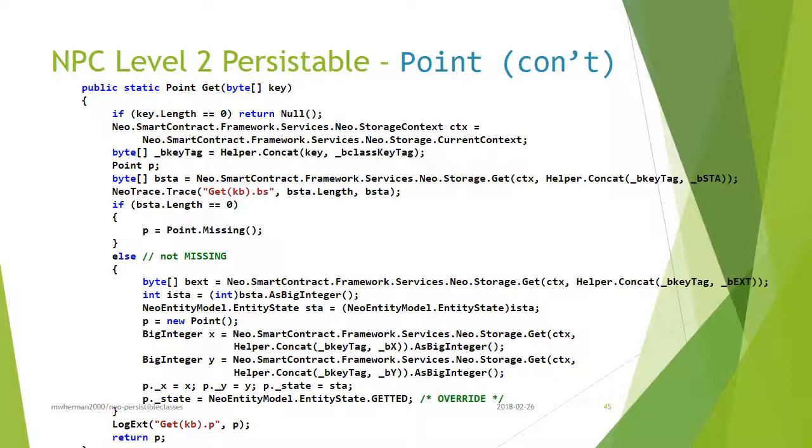And then we start to create the point. We create the x, turn the x into a big integer, the y into a big integer after we get it back from storage, and then we set the underscore x, underscore y, and underscore state values. And finally, we override the state at that point to say that it's gotten. So there's a few peculiarities there. But again, we're in the make it work stage of delivering version 1 of the MPC framework. So that's get.